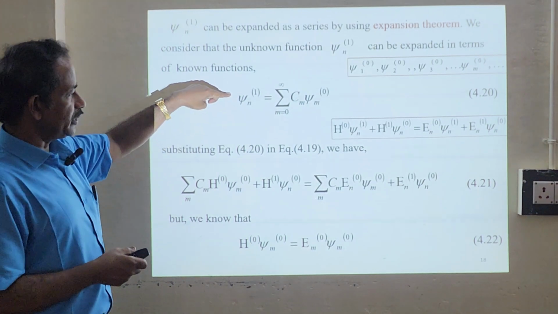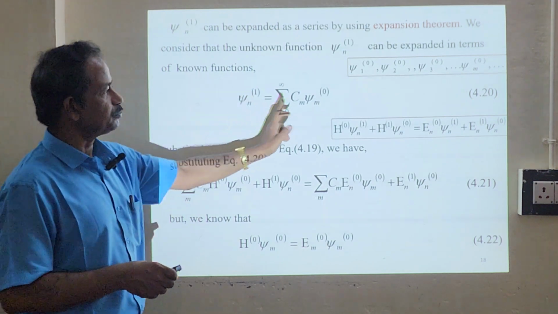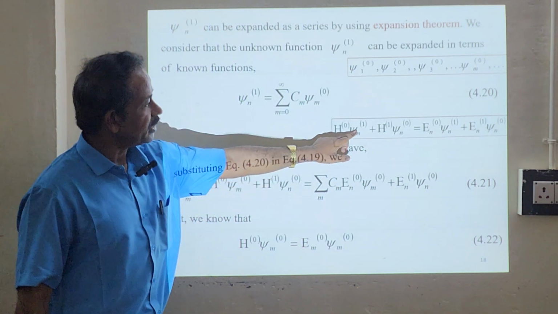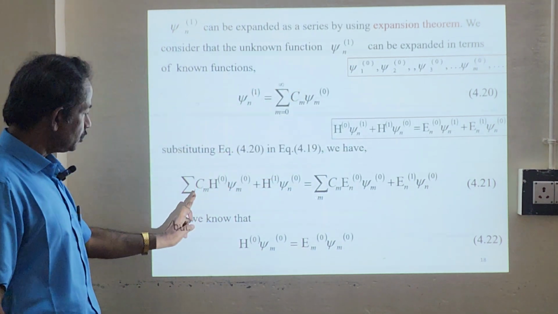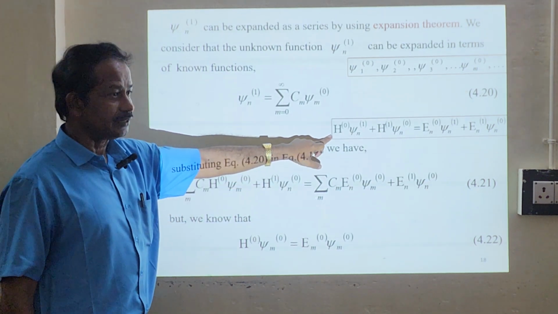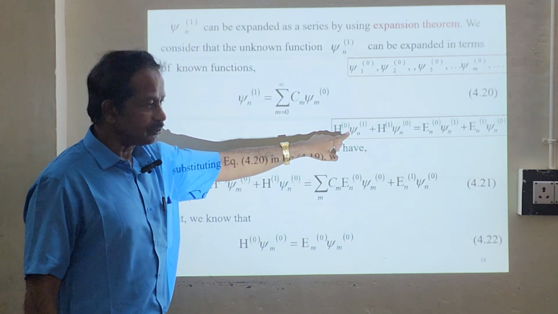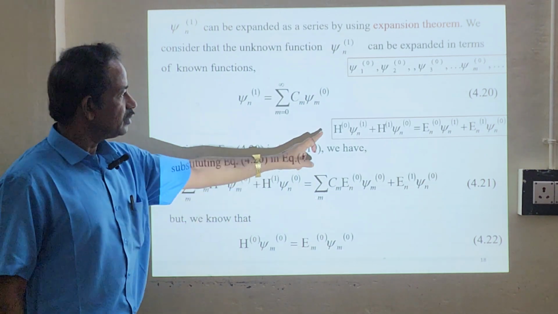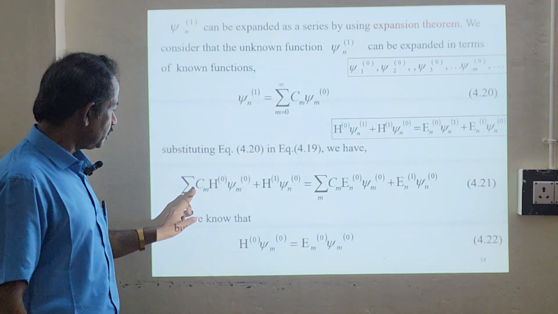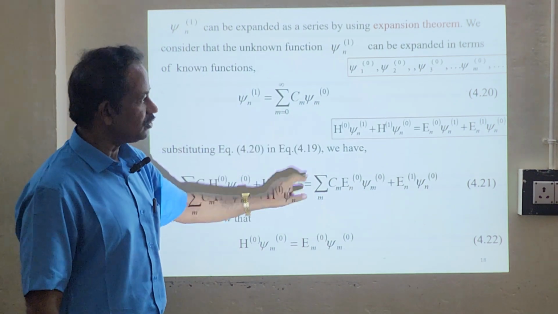Now substitute equation 4.20 in 4.19. So we have 4.19 here. We substitute here: we have H naught, and instead of psi n 1, you substitute Cm psi m 0. This equation is 4.19 and this equation is 4.20. We are going to substitute this expression into this expression. So we have H naught psi n 1; instead of psi n 1, you substitute this. So we will have Cm H naught psi m 0, plus H1 psi n 0 as it is.